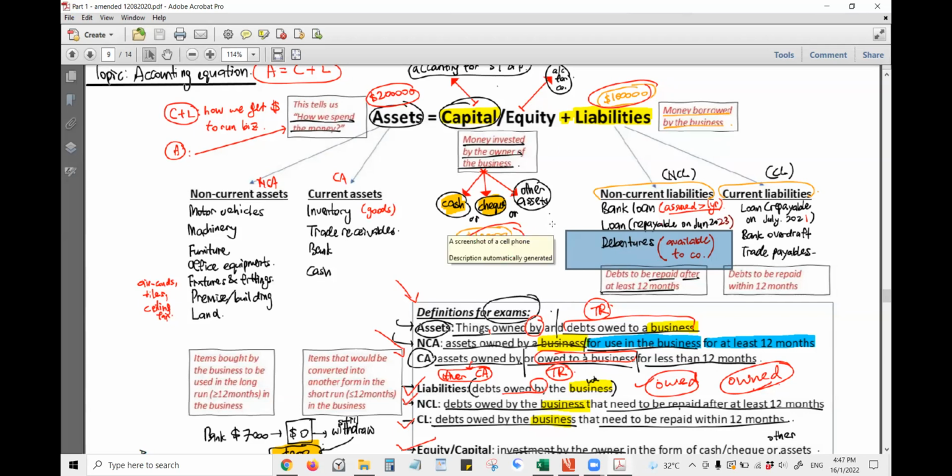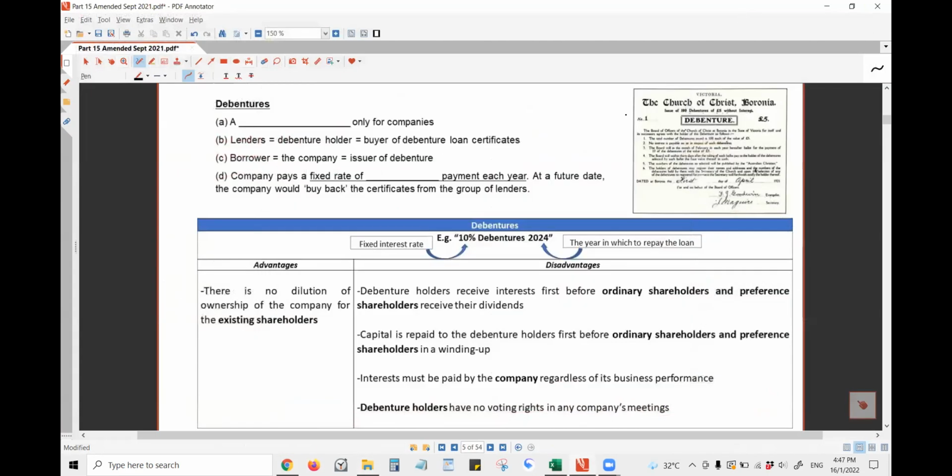But for accounting purposes, we only have to know that debenture is a non-current liability and we see it as a loan. We see it as a loan, okay? And it's only available to the company. Only companies can take this kind of loan known as debenture, and it is NCL.